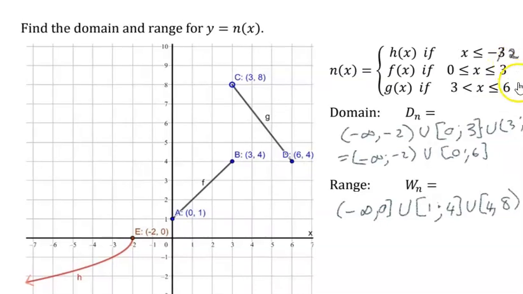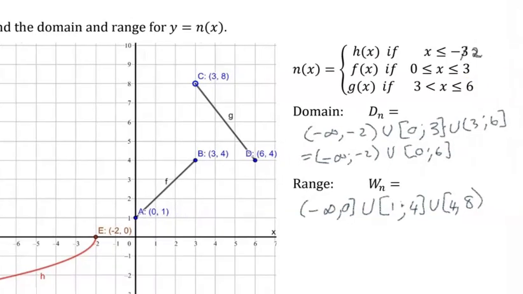And if we then finalize that, we can write this as minus infinity up to 0, union 1 up to 8. The fact that we have a 4 there and a 4 there doesn't influence the fact that this is still a function, because a vertical line will only cut this function once.